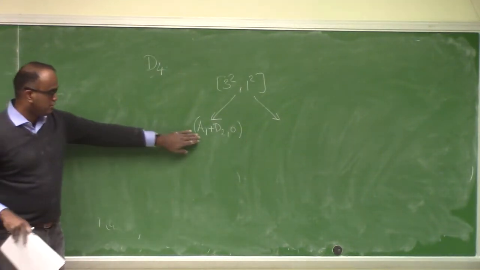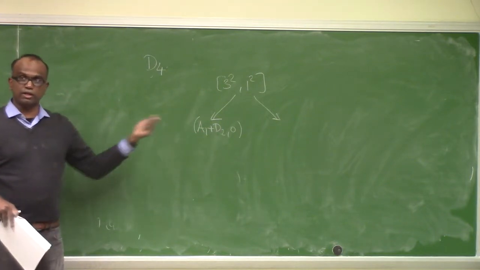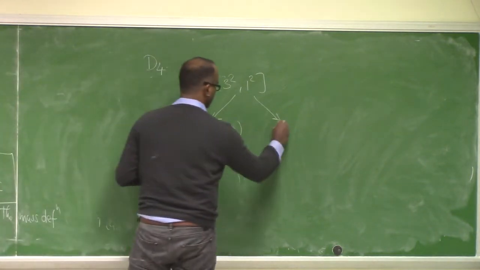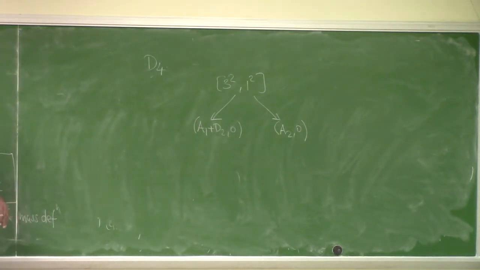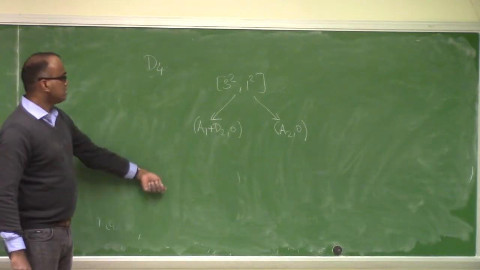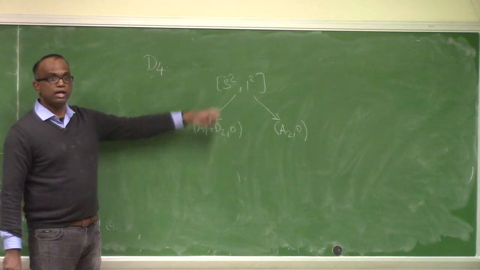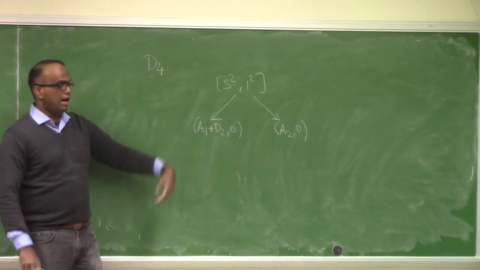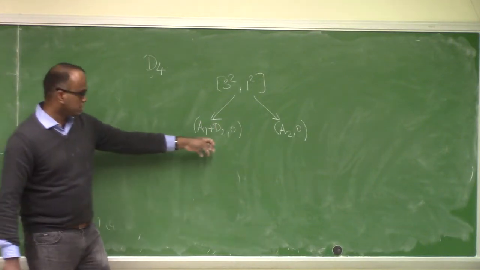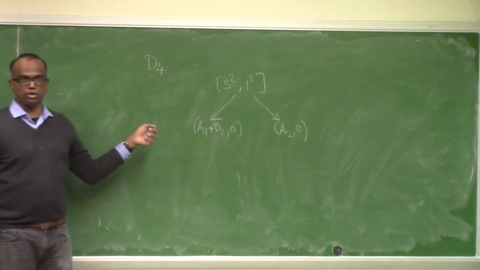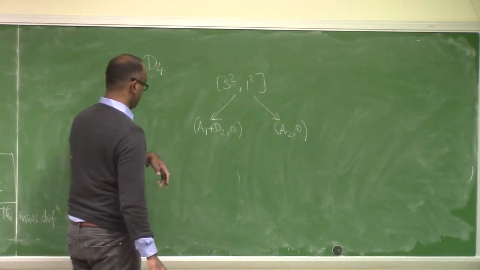One has Levi being A1 plus D2. D2 is of course 2A1, but I'm writing it in a way that generalizes to higher rank. The other sheet is A2, 0. So if I gave you a Hitchin system in which the Higgs field has nilpotent residue in this orbit, and I tell you that I have to mass deform, I haven't given you enough information because you could go on this sheet or you could go on this sheet. So there's some degeneracy that needs to be broken.